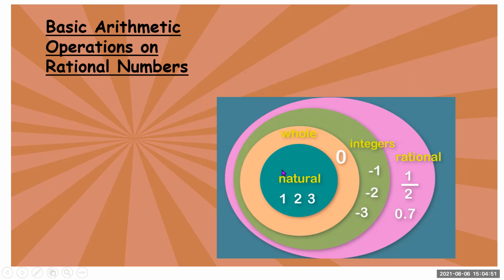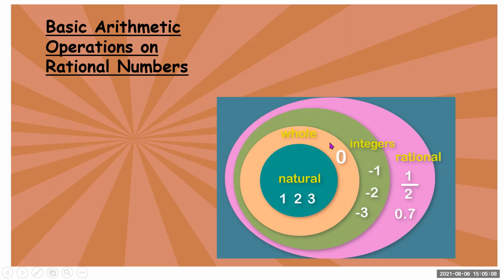So natural numbers are 1, 2, 3, 4, 5 like that. All positive numbers, 0 not included. They are called natural numbers. So in natural numbers, there is no 0, there is no negative number.